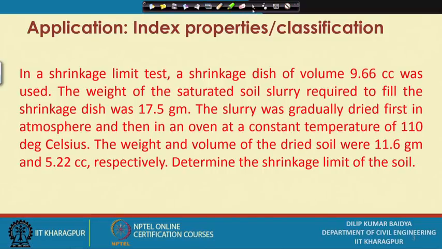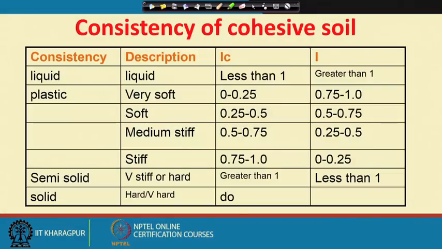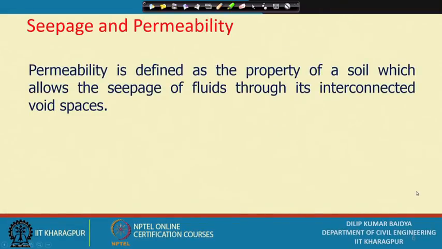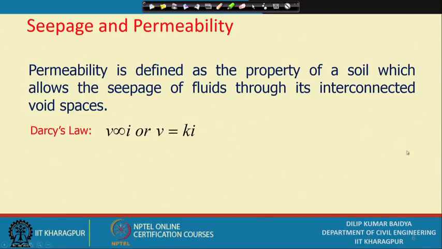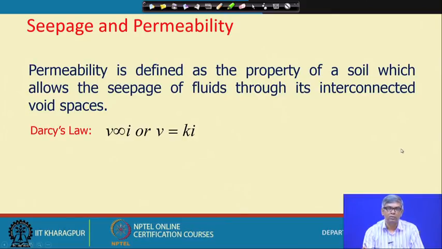Now, I will resume your seepage and permeability topic. Let me go to that, seepage and permeability. The definition of permeability: permeability is defined as the property of soil which allows the seepage of fluids through its interconnected void spaces. As per Darcy's law, V is proportional to i, or if I take it as equal, then a constant is introduced, V equals K into i, and that K is the coefficient of permeability.